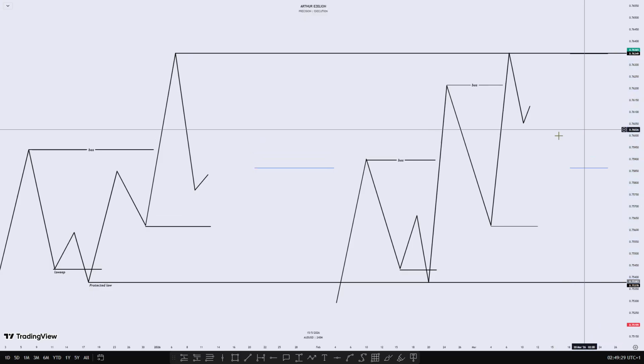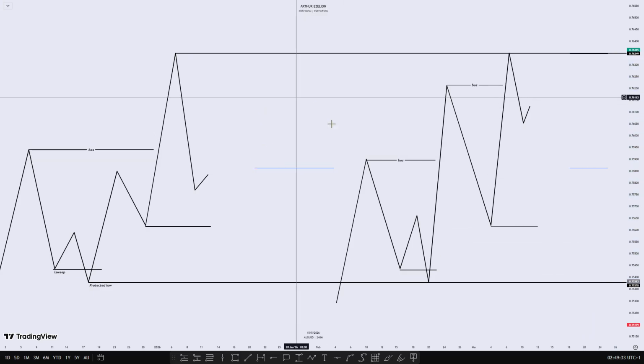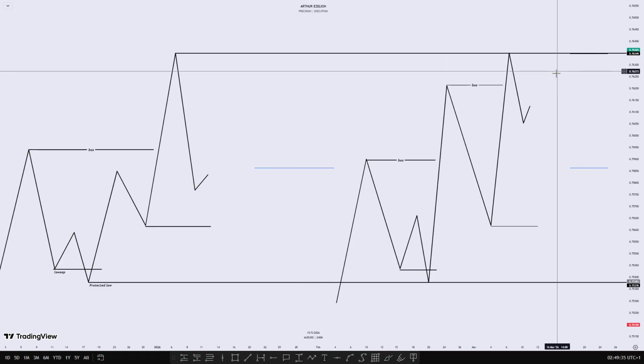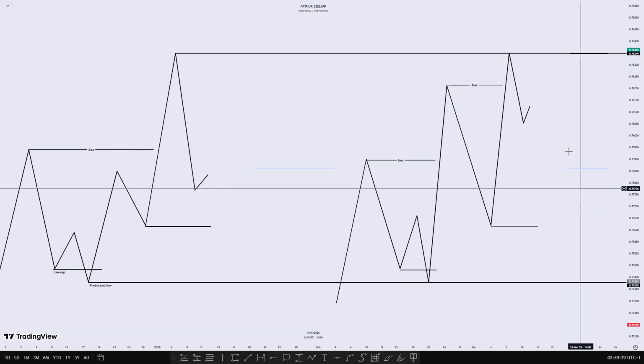Now, this is my premium, this is my discount, right? Whenever I'm selling, I want to be selling in premium. If I want to be buying, I want to be buying in discount. And this is basically how my range is formed. This is how I view my range. Sometimes I call it my dealing range or my swing structure. So this is how I view it.